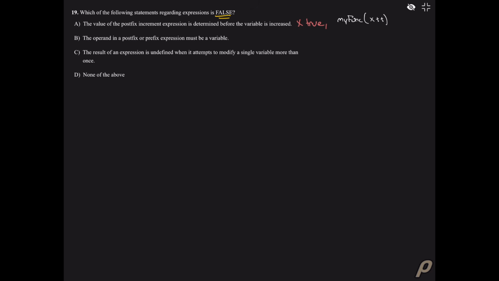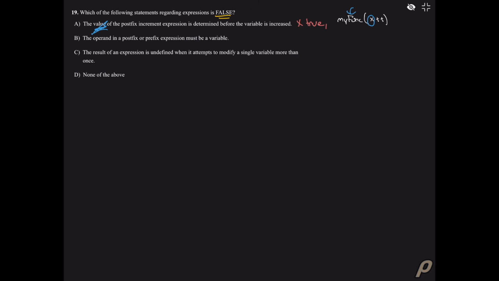And so when it says the value of the postfix increment expression, that's asking what gets passed in effectively into this function. And what gets passed in is just the value of x, because the postfix means that it happens after. So we're effectively passing in the original value of x into this function, and then after the function is executed, it gets increased. And so we're using the previous value of x when we're evaluating the function, which is the same as saying that the value of this expression is determined before it's increased, because the variable gets increased after the fact.